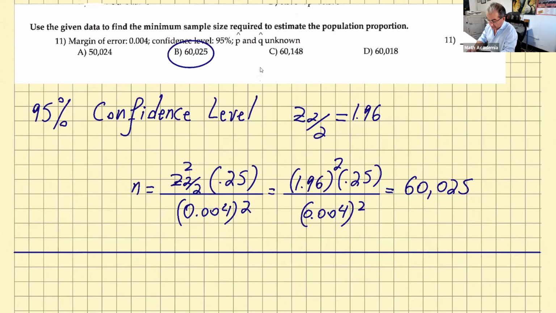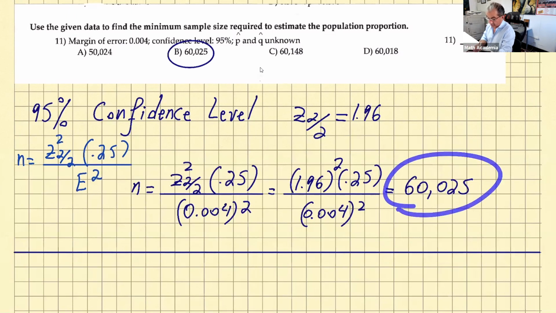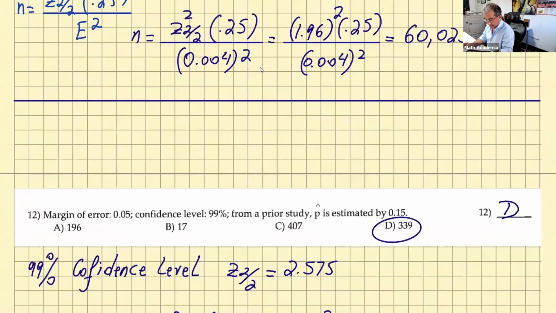So you just substitute z sub alpha over 2, which is 1.96, squared times 0.25 divided by 0.004 squared. And again, the formula is n equals z sub alpha over 2 squared times 0.25 divided by E squared. And if you do that, you get exactly 60,025. So B is the answer.